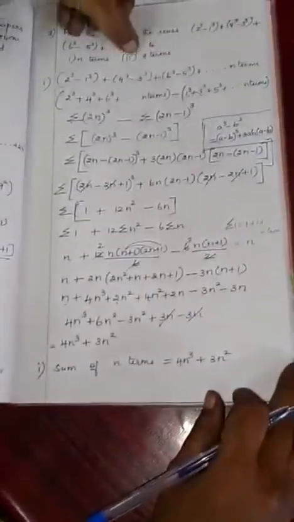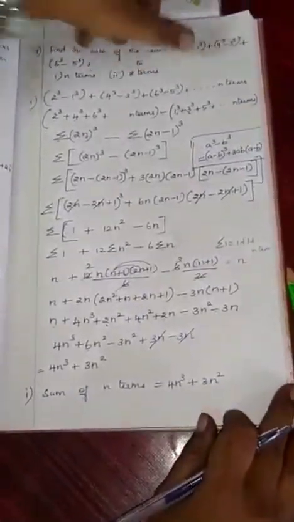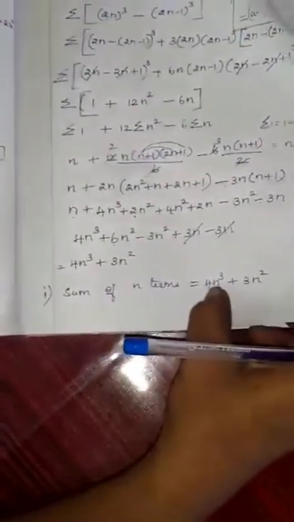Next, what they have asked, the second one is till 8 terms. That is the question, right? So second is till 8 terms. So in the place of n you are going to substitute 8 now. So sum of 8 terms is equal to the sum of n terms formula. You write the answer you have got: 4n cube plus 3n square. In the place of n now you substitute this 8.